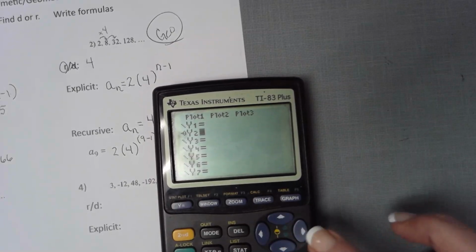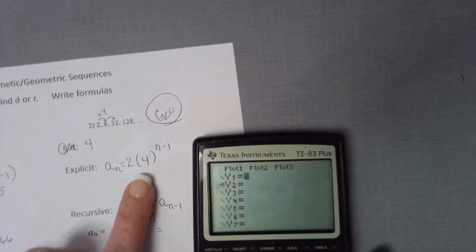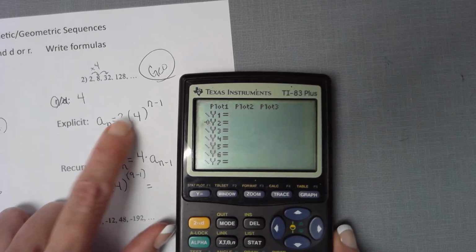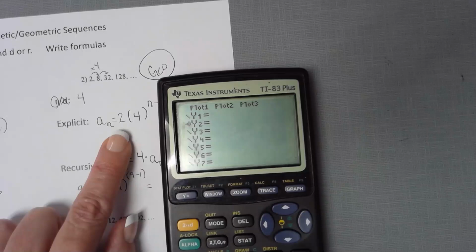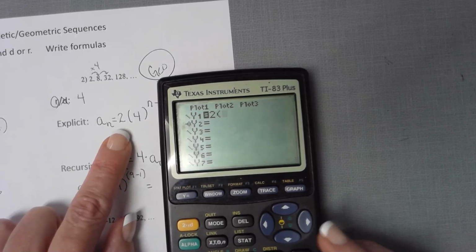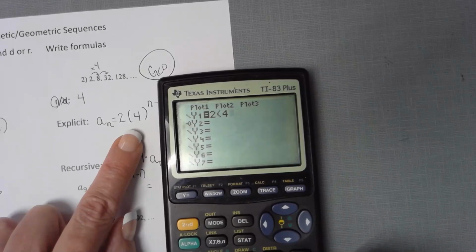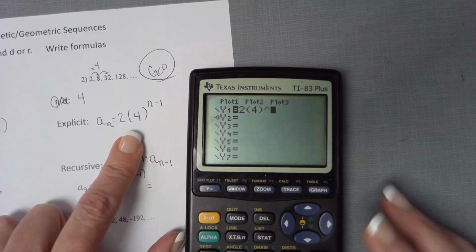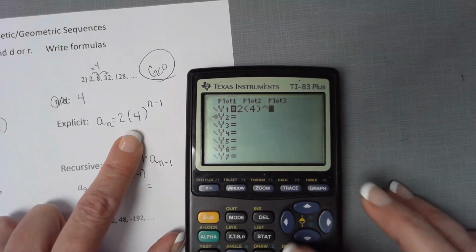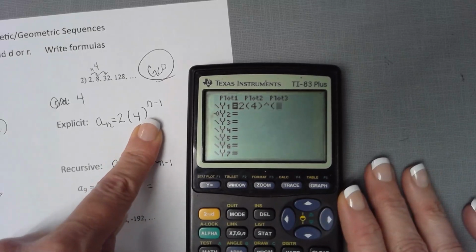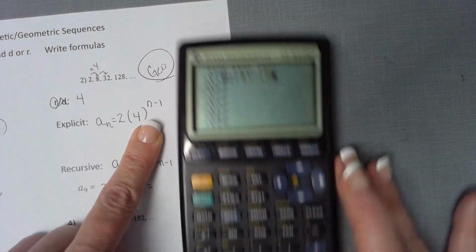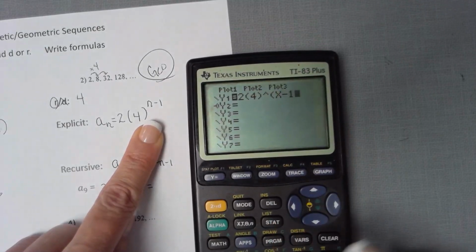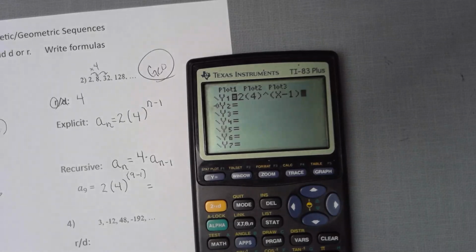Okay, so y'all, let me show you what I'm going to do. I'm going to put the equation in, and we don't have n's, but we have x's, because n is the same thing as an x. So do this with me. 2 parentheses 4, close the parenthesis, caret key, open a parenthesis, and type in, instead of n minus 1, type in x minus 1. And y'all, x is right here next to your green button. Type in x minus 1 and close that parenthesis. Does everybody have that in?